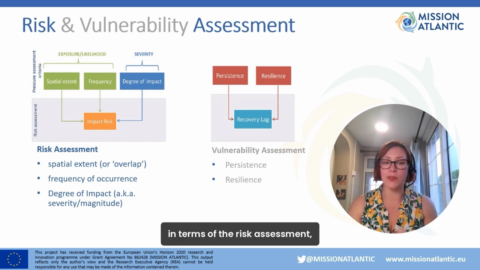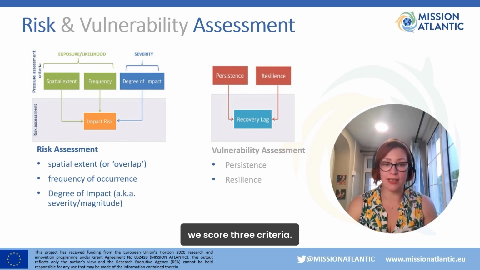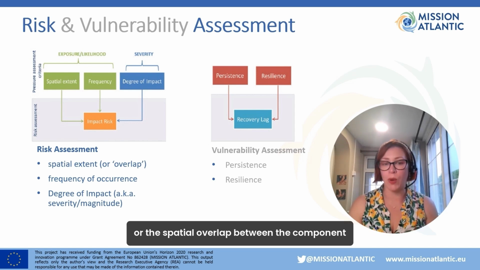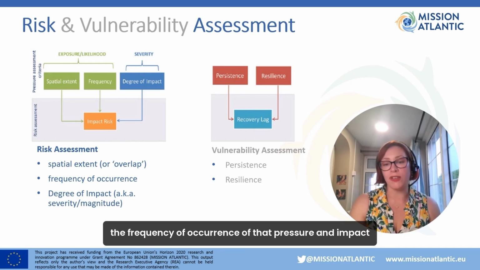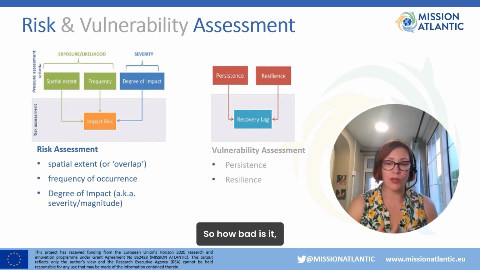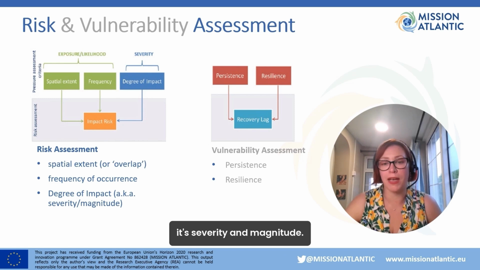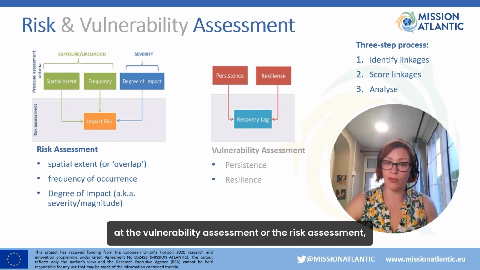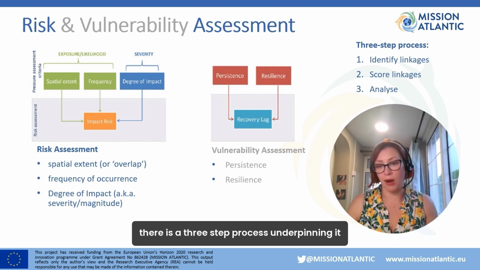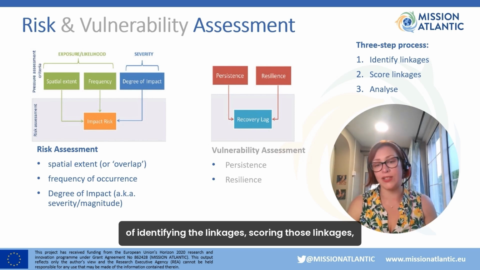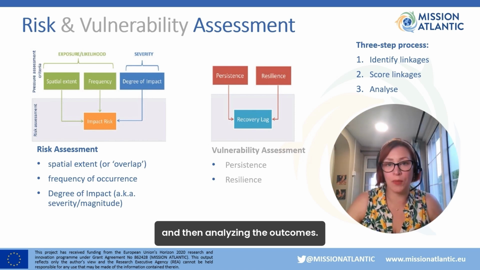In terms of the risk assessment, we score 3 criteria. We assess the spatial extent or the spatial overlap between the component and the sector or pressure that it creates, the frequency occurrence of that pressure and impact, and the degree of impact. So how bad is it, its severity and magnitude. No matter whether we're looking at the vulnerability assessment or the risk assessment, there is a 3-step process underpinning it of identifying the linkages, scoring those linkages, and then analysing the outcomes.